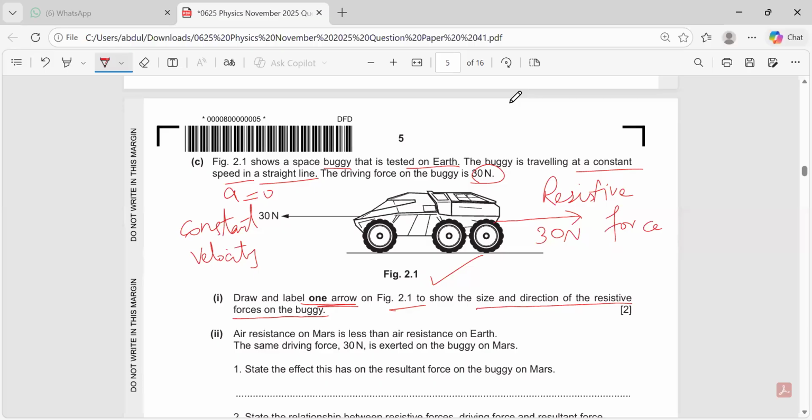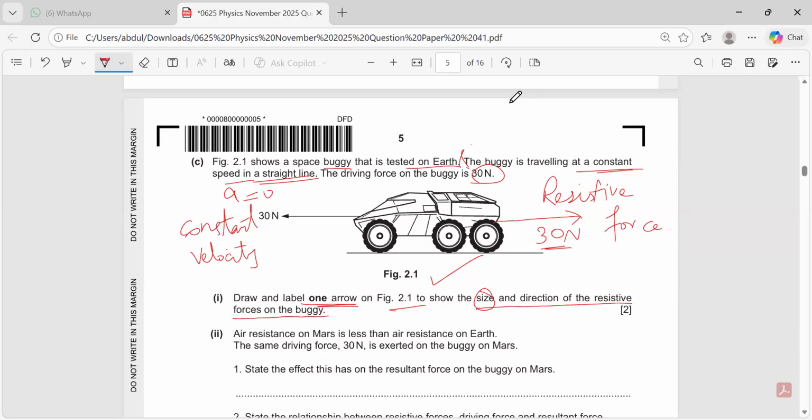Show the size and direction. So size and direction, you have to tell 30, and direction, arrow in opposite direction. 2 marks. Okay, why 30 Newton? Because it is already mentioned here, the buggy is traveling at a constant speed in a straight line. It means velocity is not changing. It is going with constant velocity. It means acceleration is 0.